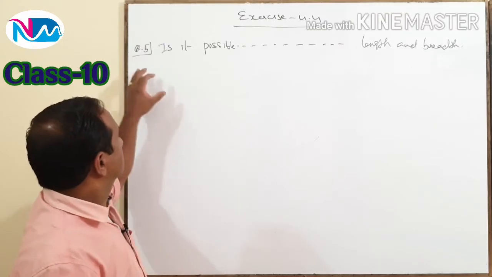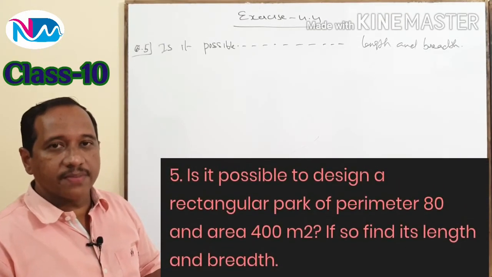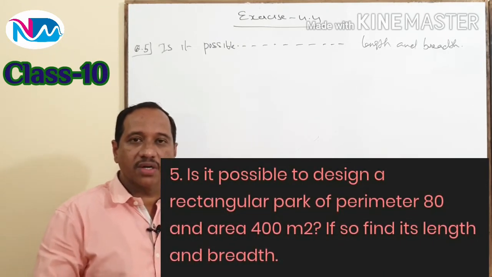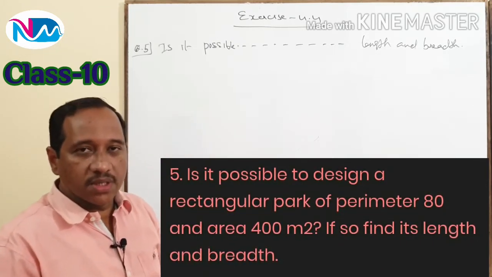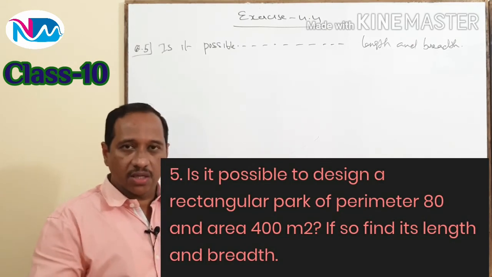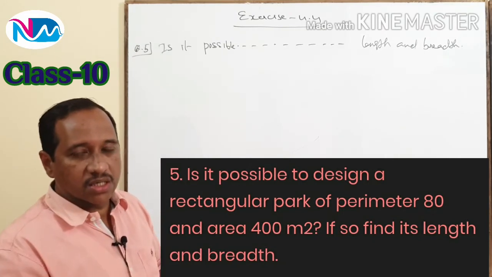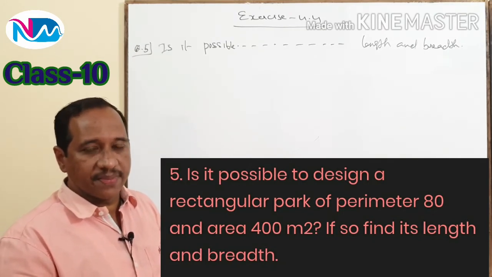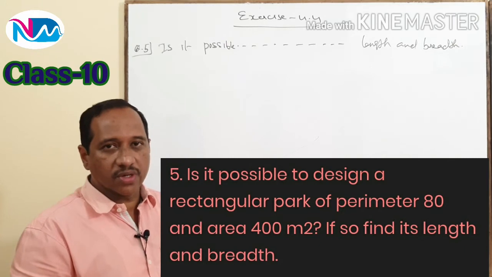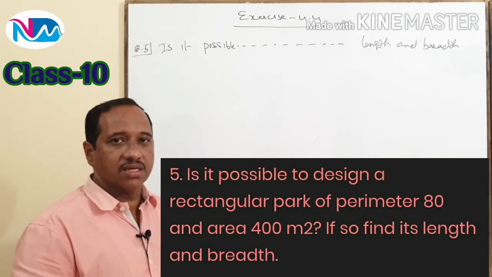The next question is question number 5. Is it possible to design a rectangular park of perimeter 80 meter and area 400 meter square? If possible, find its length and breadth. The question is to find out, is it possible to design a rectangular park with 80 meter as the perimeter and 400 meter square as the area? If possible, we have to find its length and breadth.